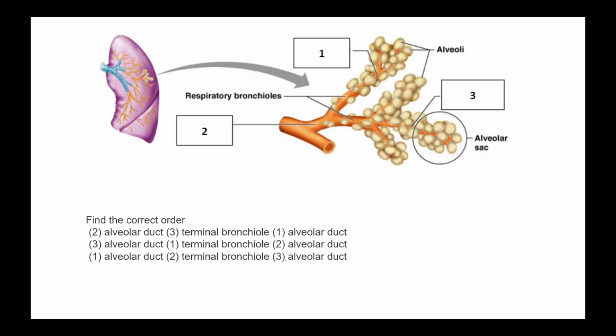First and third are both alveolar ducts, and the second one is the terminal bronchiole. This is the alveoli, and all the alveoli together are called an alveolar sac.